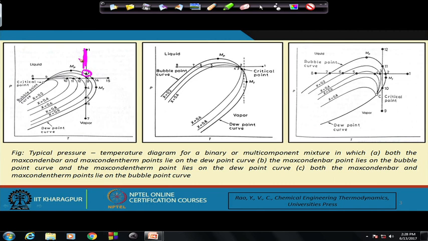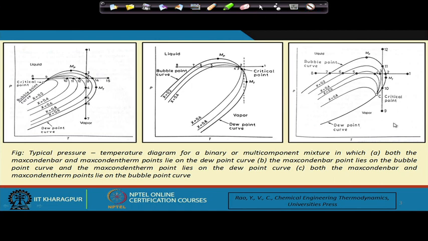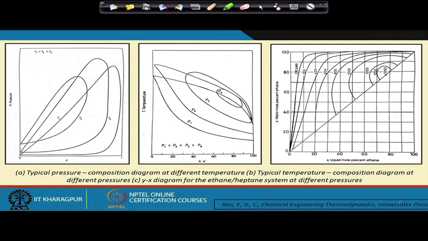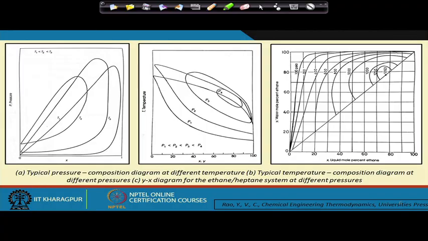Well, apart from this, there is also another very interesting situation where we can get retrograde condensation, and that happens under constant temperature and pressure conditions. Let us see when it happens. We have already discussed PXY, TXY and XY diagrams at low pressure for completely miscible systems. Now, suppose we would like to generate the TXY, XY diagrams at higher pressure. Let us see what happens.